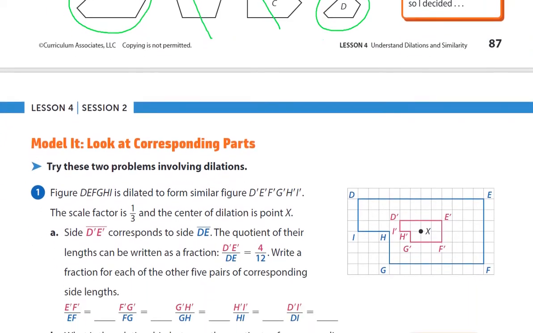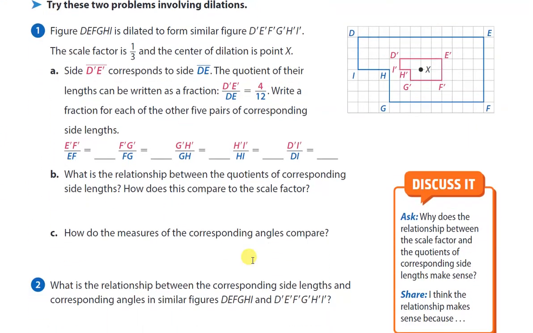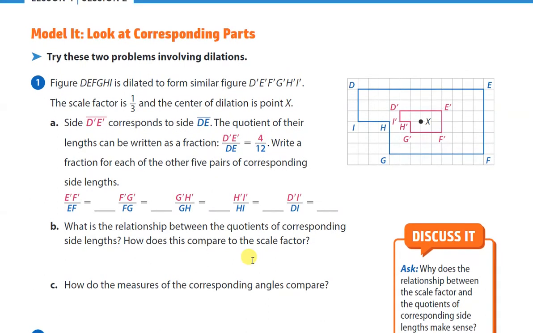Okay. Now we're going to look at the corresponding parts more specifically and get a little more mathy in here. So, figure DEFGHI is dilated to form similar figure D prime, E prime, F prime, G prime, H prime, I prime. So let's see, blue is the original, pink is the new one. The scale factor is 1/3. Remember what I said about scale factor? If it's less than 1, that means we are reducing it. We're making it smaller. So we're going from bigger to smaller here. Okay, and the center of dilation is X, so this is the center of dilation right there.